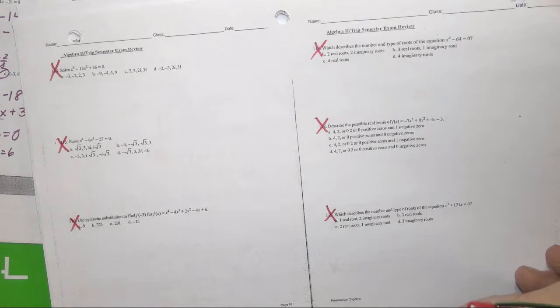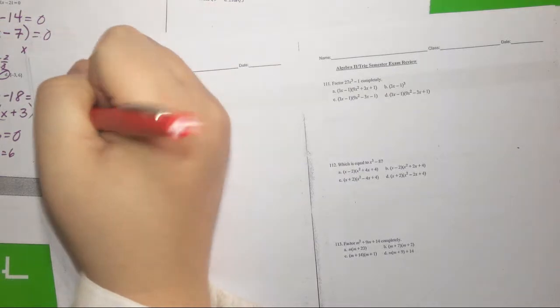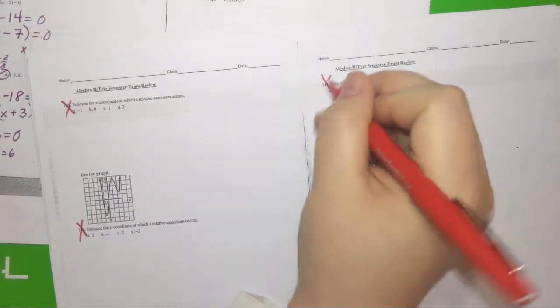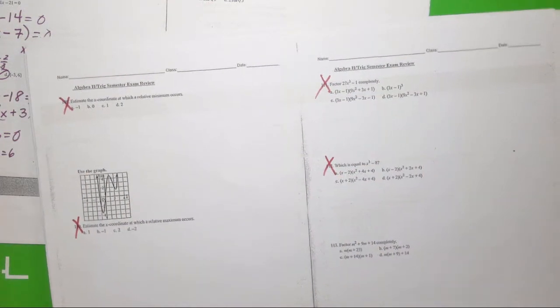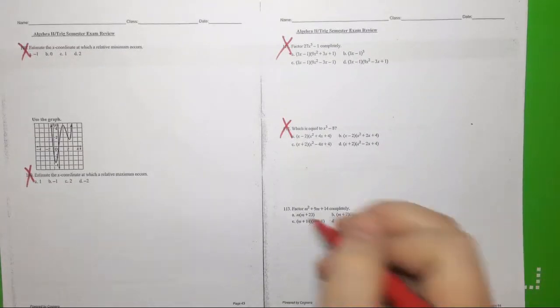Okay. So let's go to the page before that. Let's go to the page before that. It starts at 109. We're not doing 109, we're not doing 110, we're not doing 111 or 112. The only one we're doing is 113.